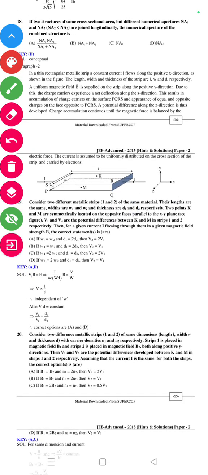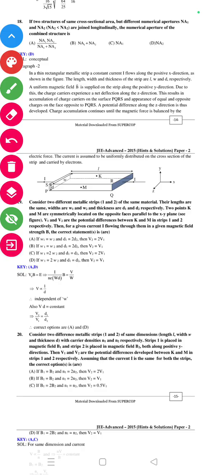Now after this there is another paragraph type question, in which a thin rectangular metallic strip carries a constant current I flowing along the positive x direction as shown in the figure. The length, width and thickness of the strip are L, W and D respectively. A uniform magnetic field B is applied on the strip along the positive y direction. Due to this, the charge carriers experience a net deflection along the z direction.